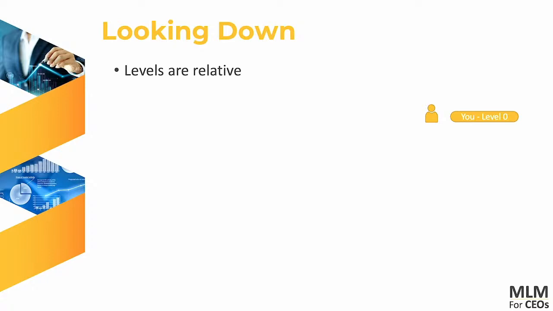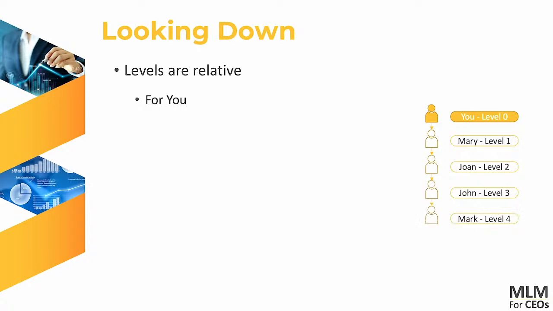So within a level-based compensation plan, we are always looking at the commissions relative to where the person who's being paid is. So if you have a look here, let's say that you recruit Mary. Well, Mary will be in your level 1. If Mary recruits Joan, Joan will be in your level 2. And if Joan recruits John, that will be in your level 3. Mark will be in your level 4. Fred in your level 5. So you can see as they move away from you, they change levels. So the deeper they are in your network, the more levels they are away from you. So relative to you, Mary's level 1, Fred is level 5.